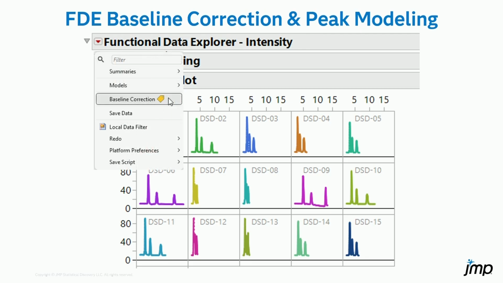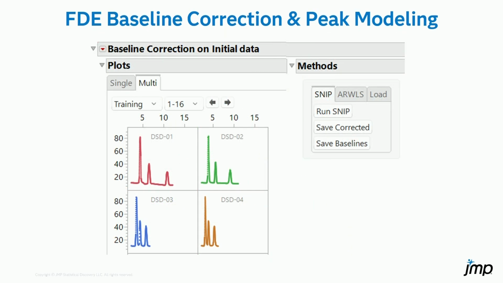So we start off by removing the baseline using the new automated baseline correction tool. We go in to the little sub-platform for that, and we apply the SNP baseline correction method. That's what we're going to use here, but as I mentioned, there's the asymmetrically weighted least squares approach, as well as the ability to load a predetermined baseline for the curves as well.